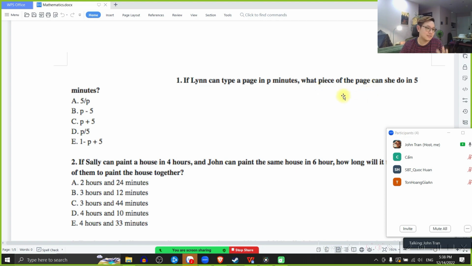Like what piece of the page, it seems like you're asking about a distance, velocity and distance. So 5 minutes is the t, the time.